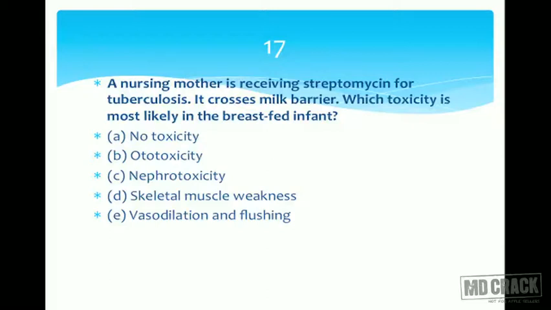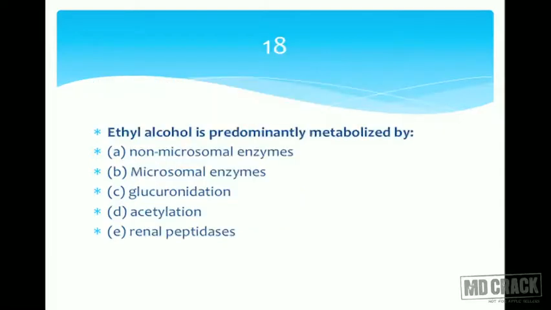What happened is the examiner tried to tempt you, and that's why I said in the beginning that he is giving you too much information. Please be aware, if there is too much information, then there is likely to be a twist. He told you nursing mother is receiving streptomycin, he said tuberculosis, he again tempted you by saying it crosses the milk barrier, so you already decided that it has to produce some toxicity, but you forgot that streptomycin is not absorbed orally. So no toxicity will be produced, nothing will happen to the infant. The answer for this question is no toxicity. That's answer A. We move to the next question.